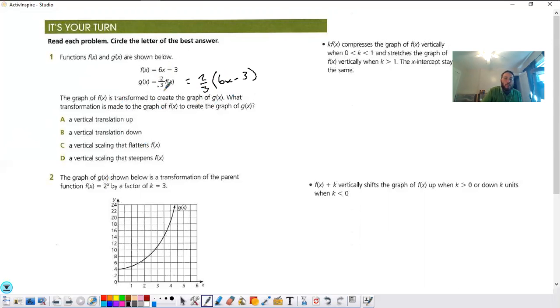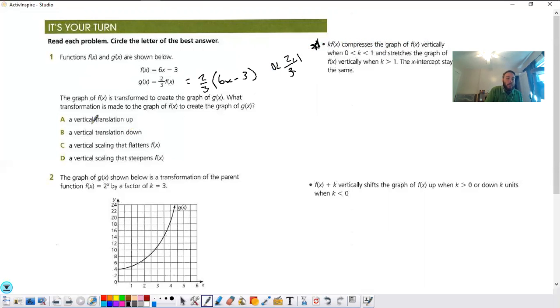So here we're multiplying the whole function by the fraction 2/3. So when we're looking at the type of transformation on that first page of notes here, it's where we're multiplying by k, right, to the whole function f of x. Then our k, 2/3, is going to be between 0 and 1. So then what that's going to do is compress the graph vertically. So we're compressing the graph vertically.